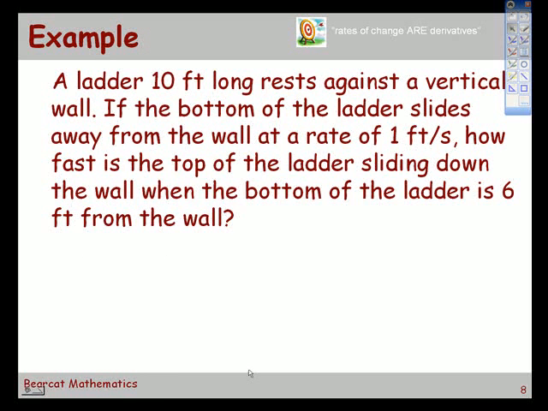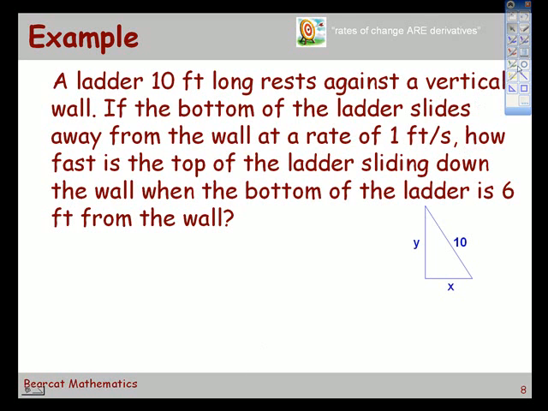In this example, we have a ladder that's 10 feet long resting against a vertical wall. We're told the bottom of the ladder slides away from the wall at a rate of 1 foot per second. How fast is the top of the ladder sliding down the wall when the bottom of the ladder is 6 feet from the wall? Well, again, we see some related rate things going on.